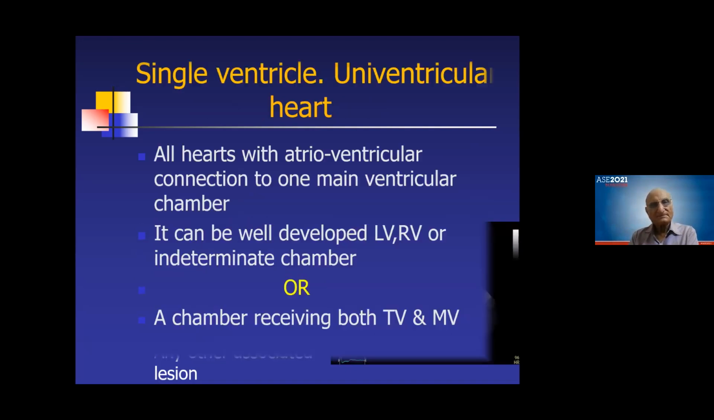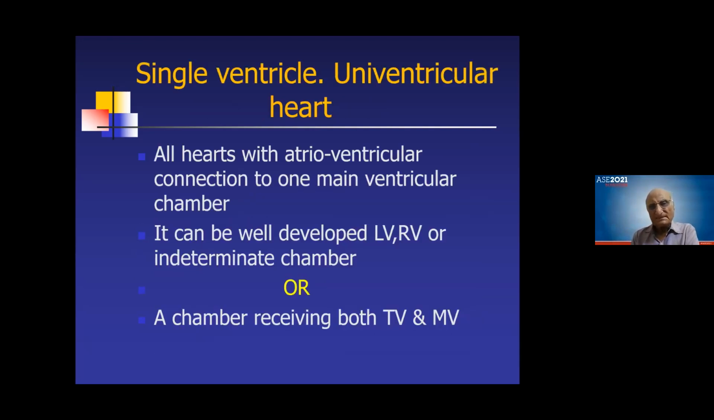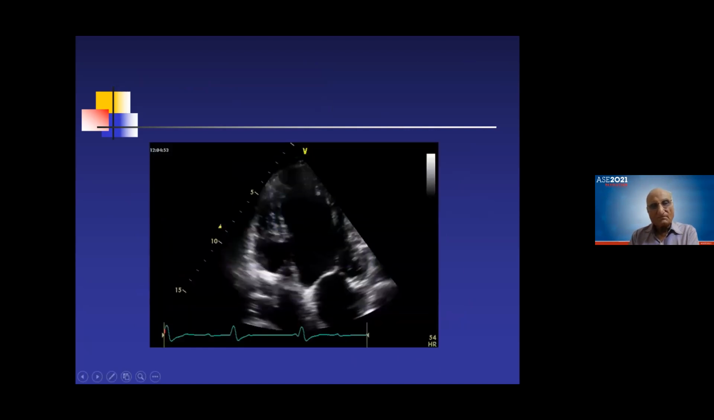This slide I'm showing from a sentimental point of view. All hearts with atrioventricular connection to one main ventricular chamber. That means both the atrioventricular valves are connected to one main chamber. It can be LV, RV, or anything. Or in other words, a chamber receiving both a tricuspid and mitral valve.